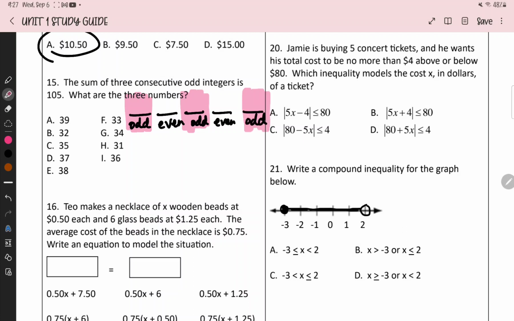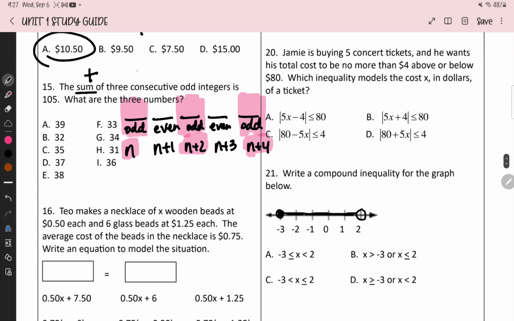All these odd numbers, right? Well, the first odd number, I have absolutely no idea what it is. So I'm going to call it n. The next one, the even, is going to be just n plus 1 because it's 1 more than n. Then n plus 2, n plus 3, n plus 4. So recall, we are going to look for these odd ones. The sum of numbers means I'm adding all the numbers up and they're going to equal the total, which is 105.